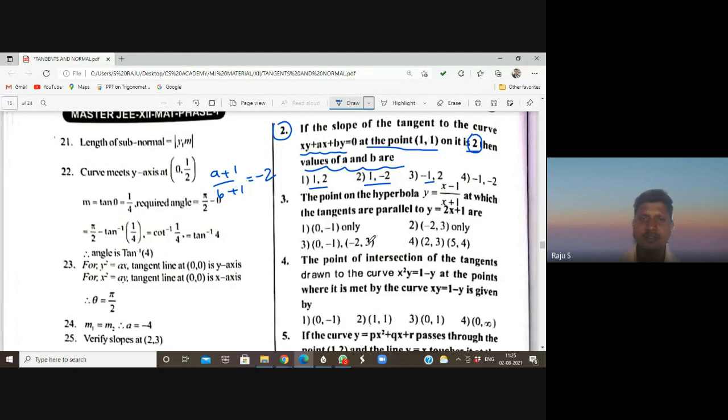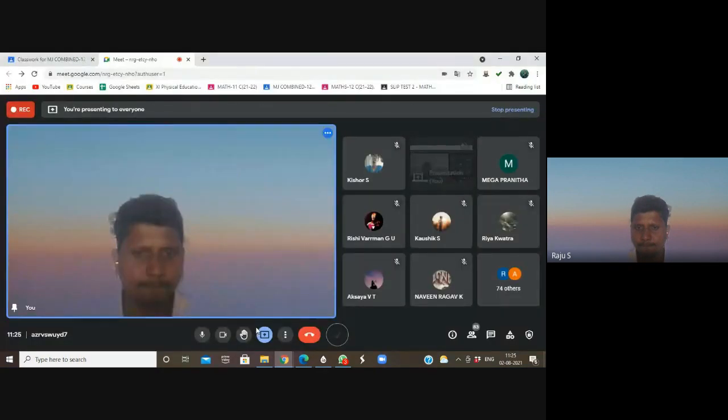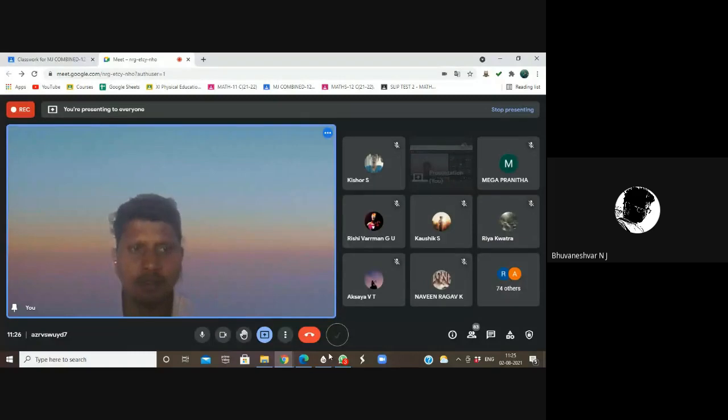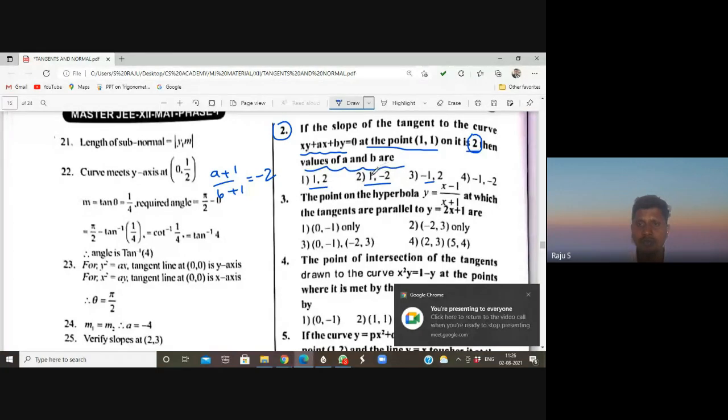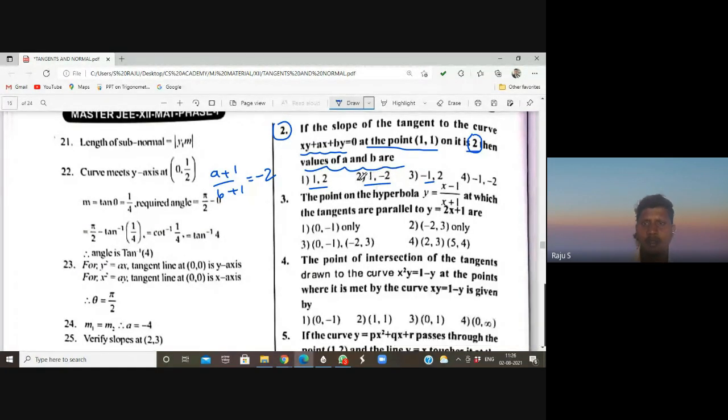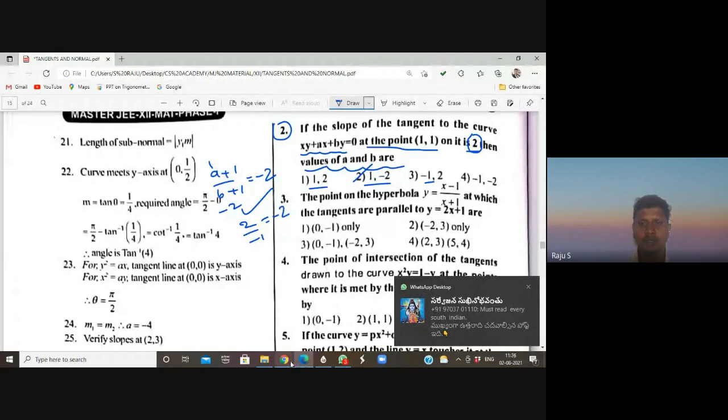Which option satisfies this condition? Firstly, 1 comma minus 2. Yes, second option? Yes, sir. Okay, fine. So the value of a is 1, the value of b is minus 2. Look here: minus of 1 plus 1, that is 2 by minus 1, is equal to minus 2. Absolutely right. So the second question is right.